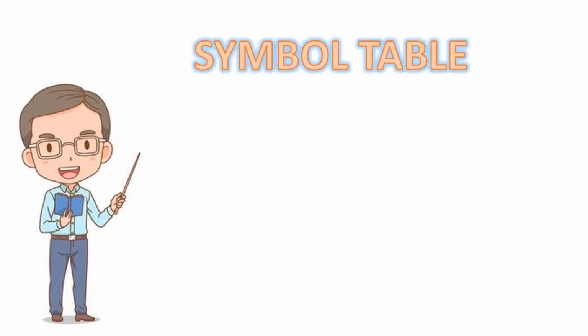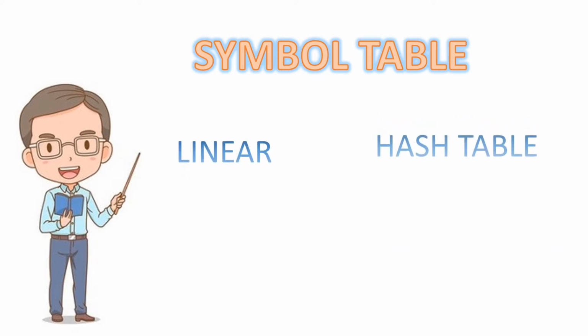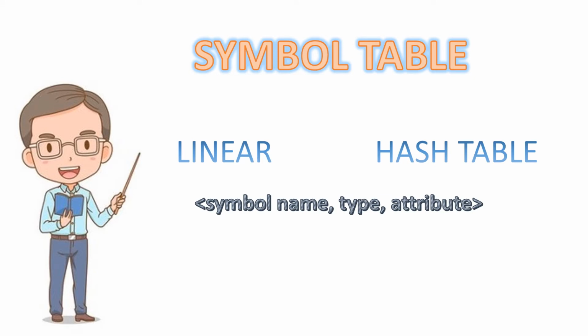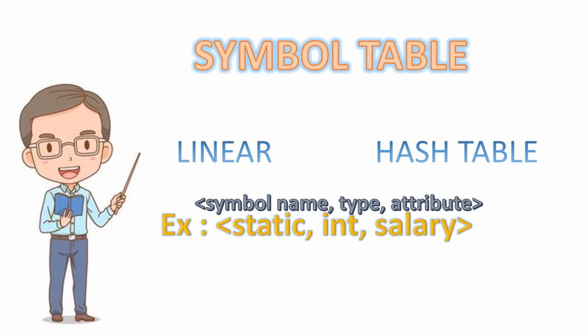A symbol table can either be linear or a hash table. It means the entry for each name as symbol name, type, attribute. Example, static, int, salary.